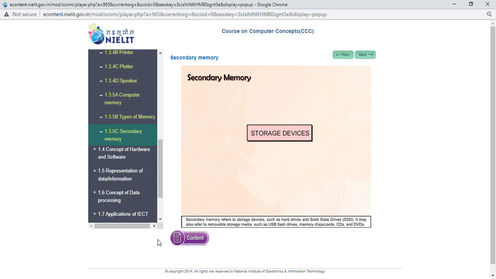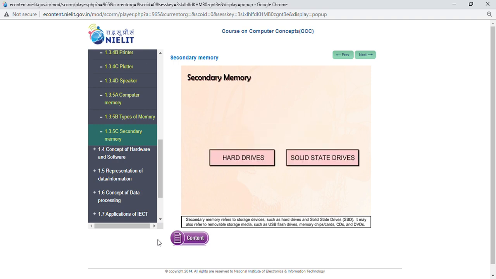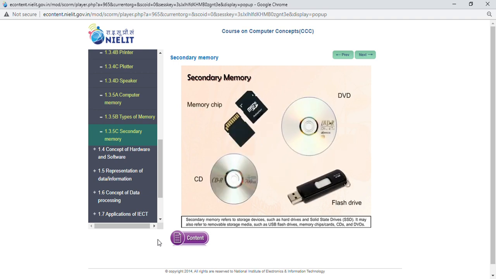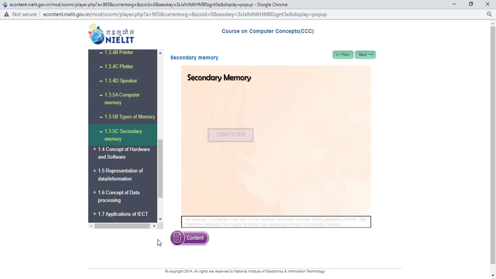Secondary memory. Secondary memory refers to storage devices such as hard drives and solid-state drives, SSD. It may also refer to removable storage media such as USB flash drives, memory chips or cards, CDs and DVDs. Secondary memory is much slower than primary memory. However, it typically offers a far greater storage capacity.